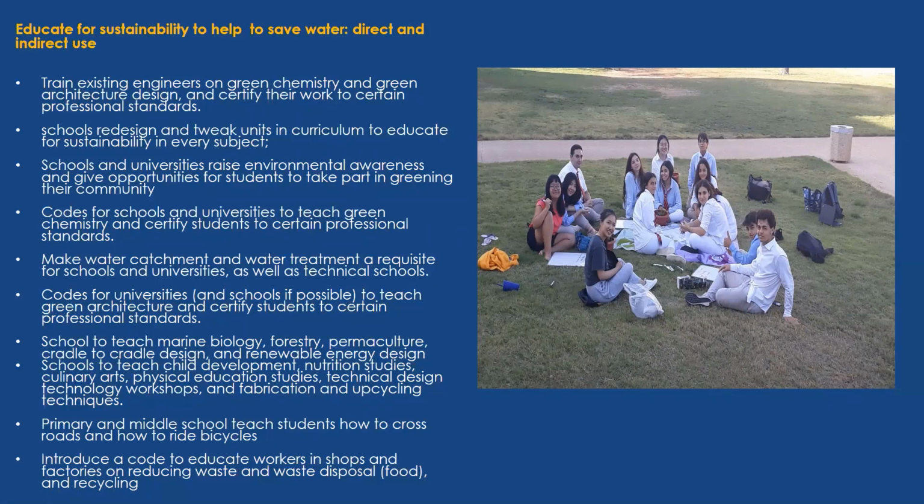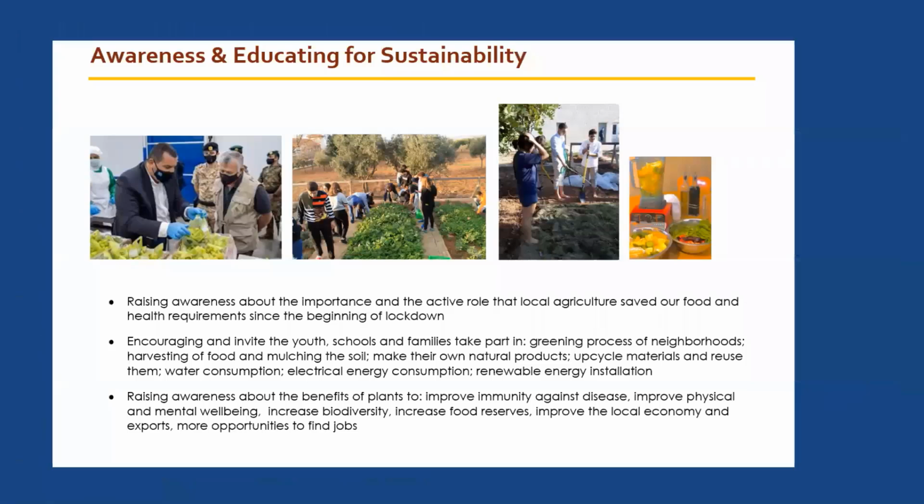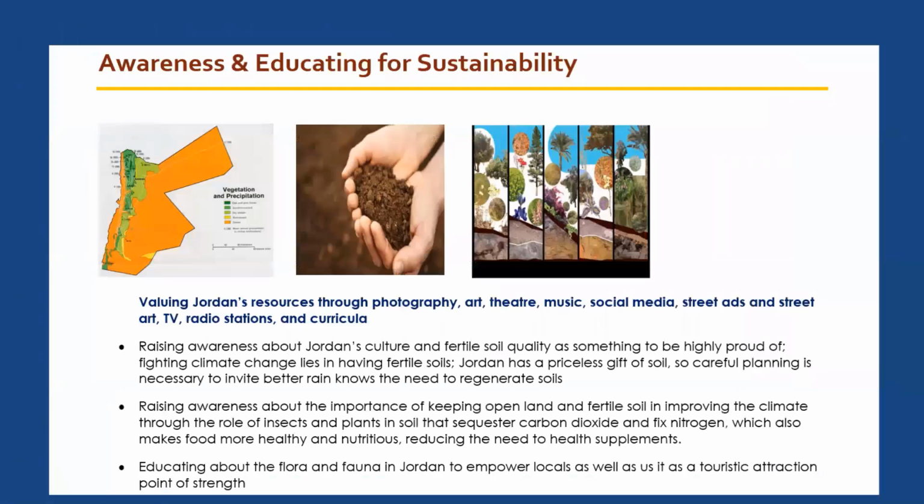Teach marine biology, forestry, and permaculture, and much more, and involve primary and middle school, and raise awareness about the importance and the active role of agriculture in our lives, and how it's improved our immunity and health. And also use art, photography, theater, and music, and cinema, and street ads, TV and radio stations in order to help educate about these matters and for sustainability.